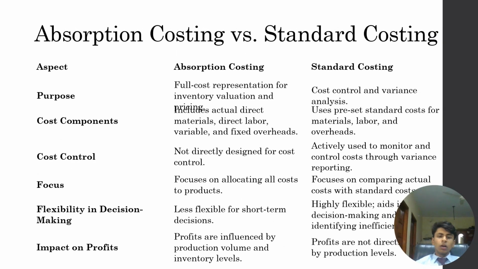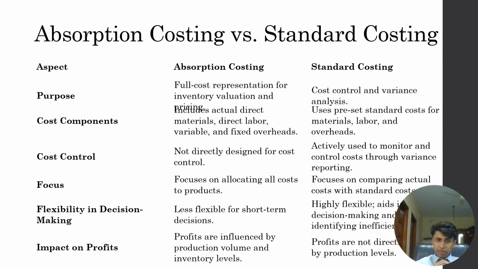Now we'll compare absorption costing with standard costing. The purpose of absorption costing is to provide a full representation of inventory valuation and pricing. On the other hand, standard costing provides cost control and variance analysis. Then comes the focus. Absorption costing focuses on allocating all the costs to the products. On the other hand, standard costing emphasizes efficiency by comparing actual versus standard costs.